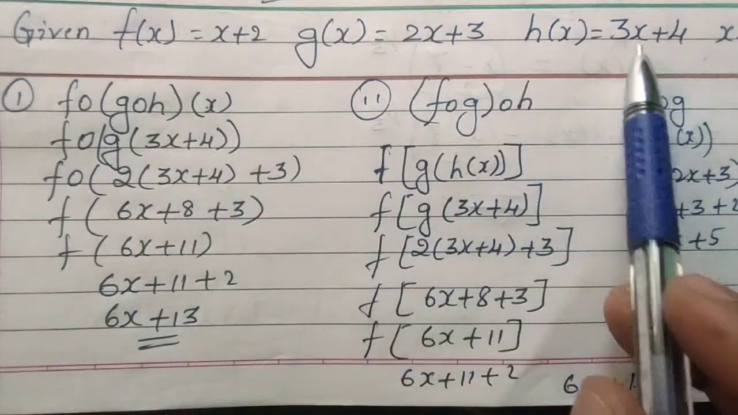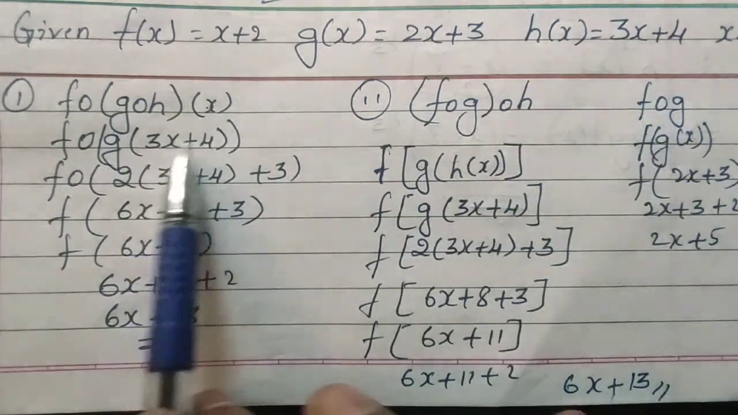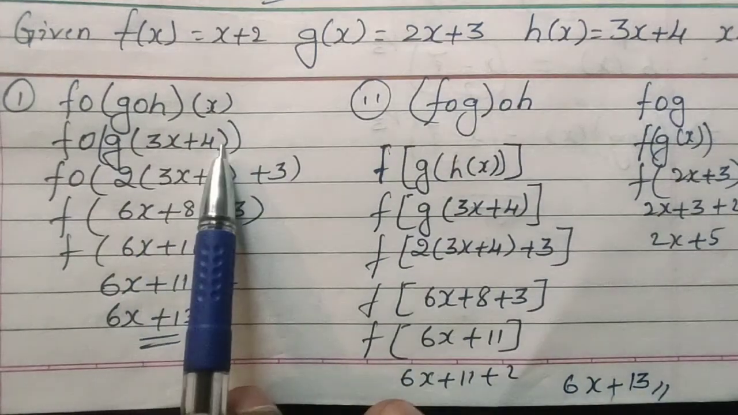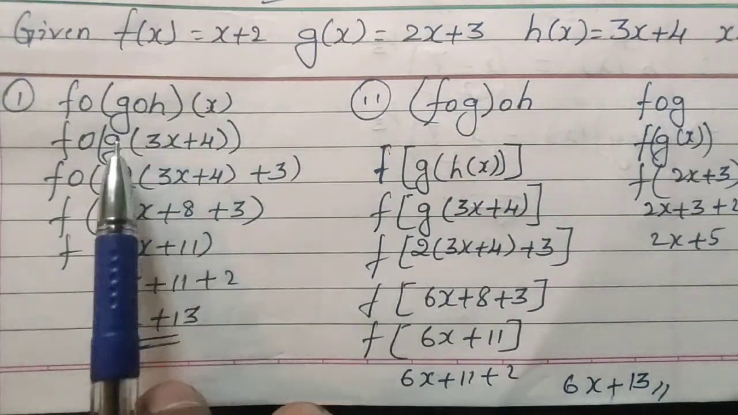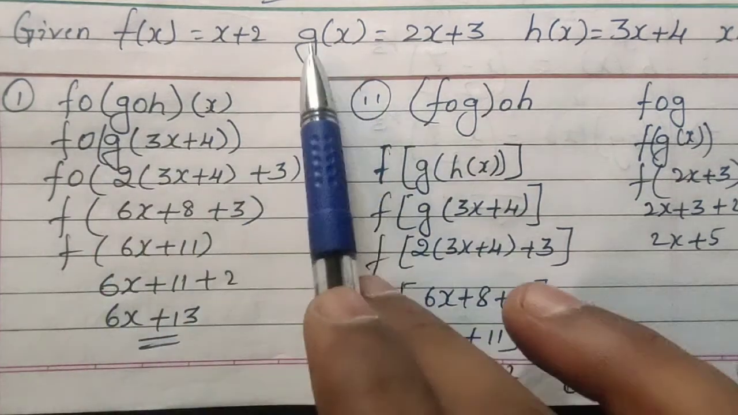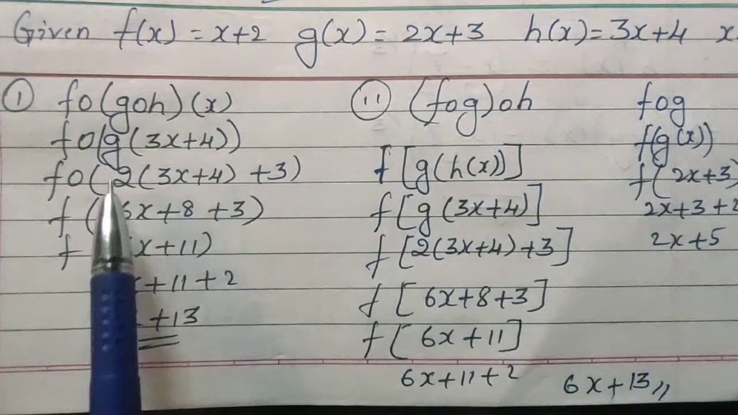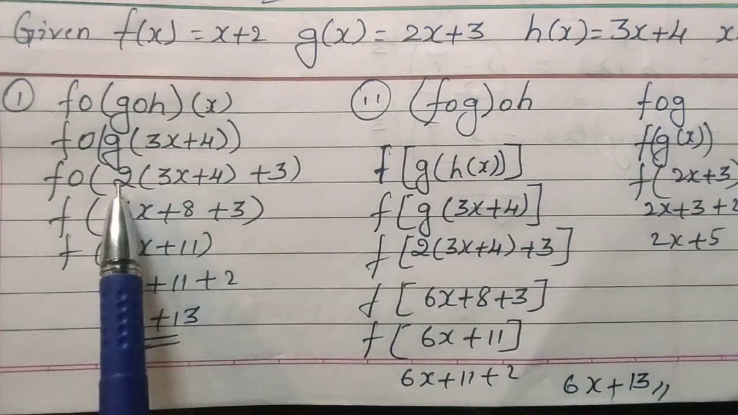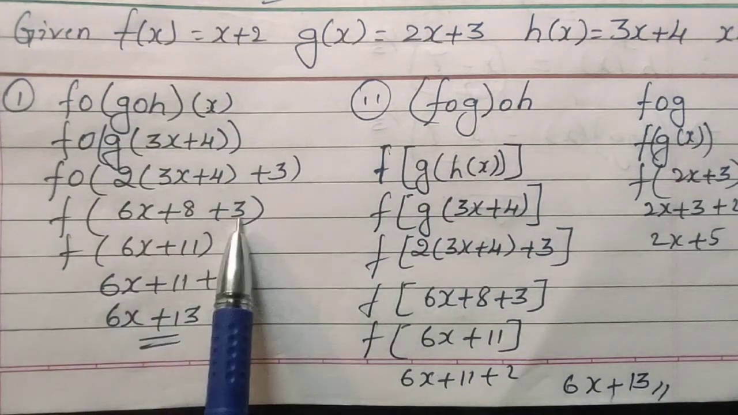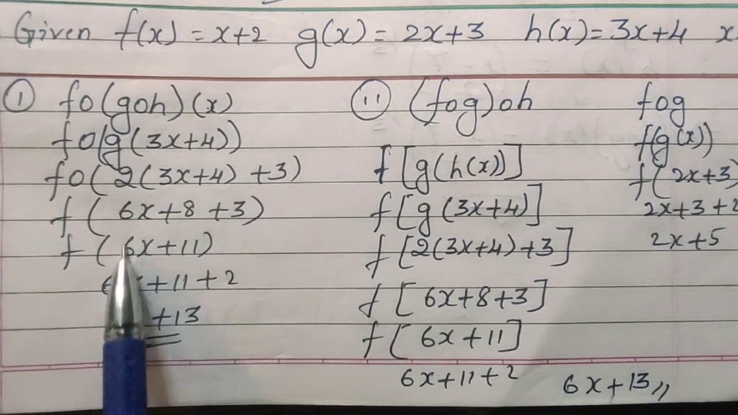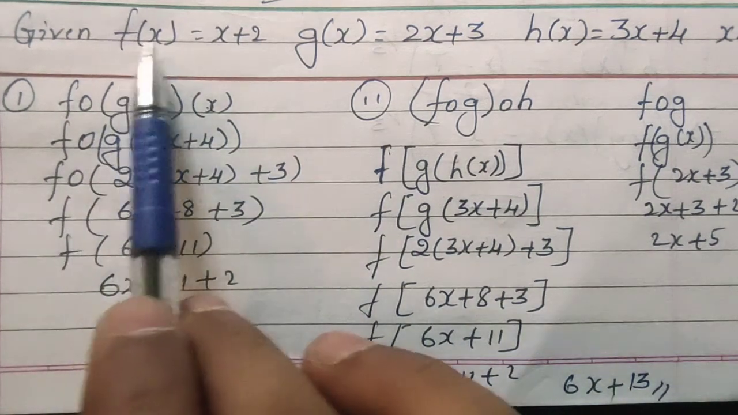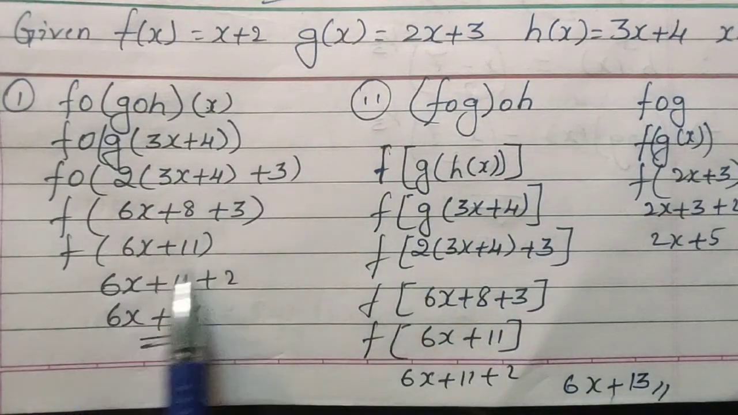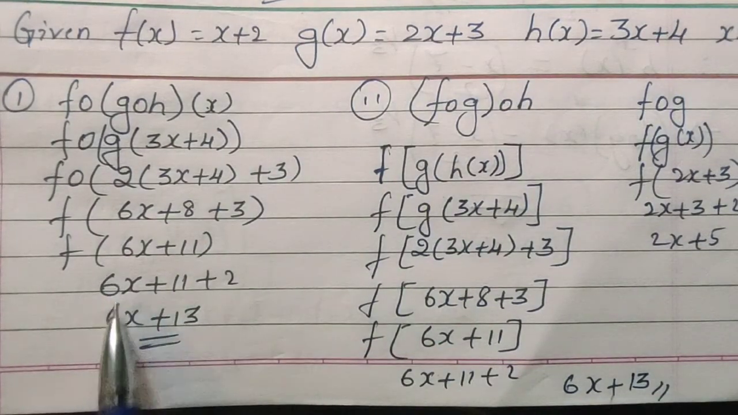What is h of x? 3x plus 4. Now this entire thing you should assume as x in the g function. What is the g function? 2x plus 3. 2x, this entire thing we should take, plus 3. Multiply. 2 3s are 6x. 2 4s are 8 plus 3. 6x, 8 plus 3 is 11. This entire thing, now you should assume as x in the f function. What is f of x? x plus 2. So x means this entire thing plus 2. So 6x, 11 plus 2 is 13.